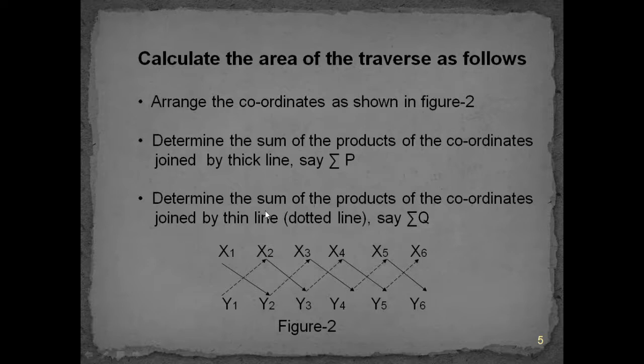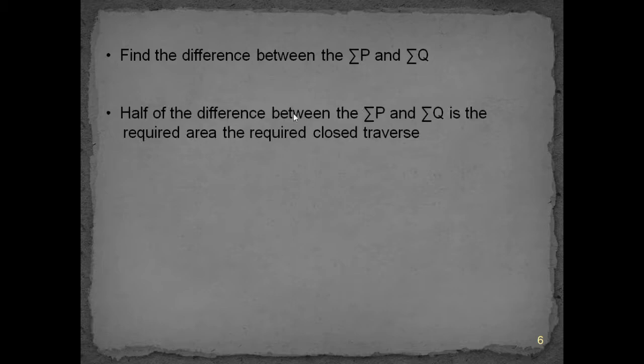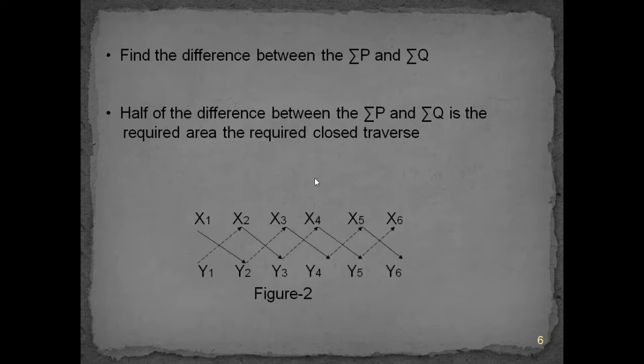What do they say? Sum of products means you have to add each product: y1 x2 is one product, plus y2 x3 is one product, y3 x4, y4, like that you have to do. Later on, you find the difference between the sum of products of the thick line and the sum of products of the thin, dotted line. Half of the difference between the sum of P and the sum of Q is the required area of the closed traverse.